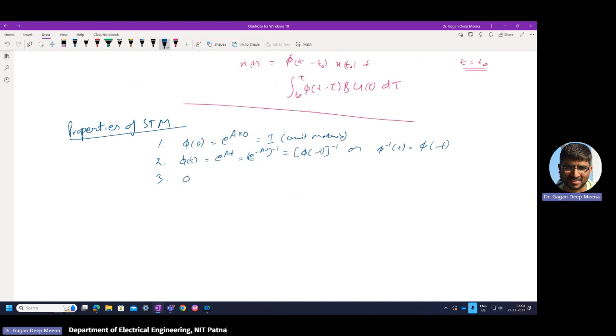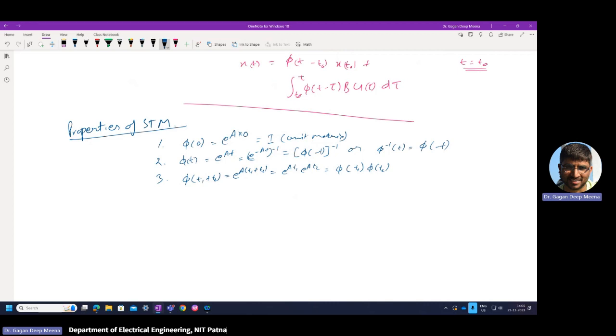Then if you have phi of (t1 plus t2), in terms of exponential it can be written as e to the power A(t1 plus t2). This can be further written as e to the power At1 multiplied with e to the power At2. And further going on, that is phi of t1 multiplied with phi of t2. From the basic denotation understanding, this is what we have.